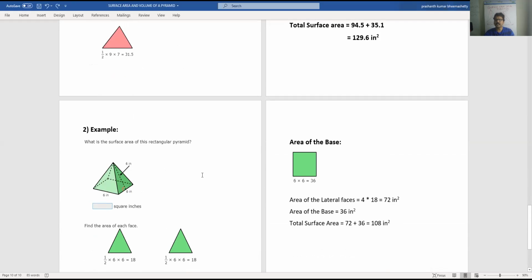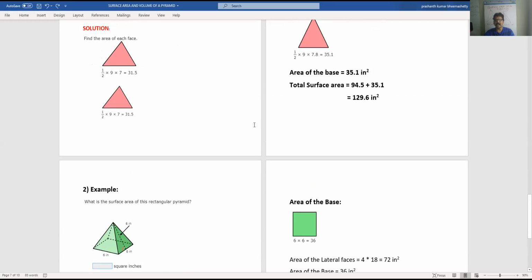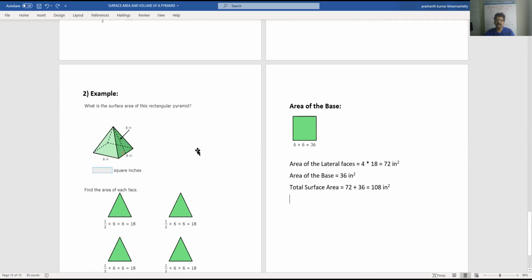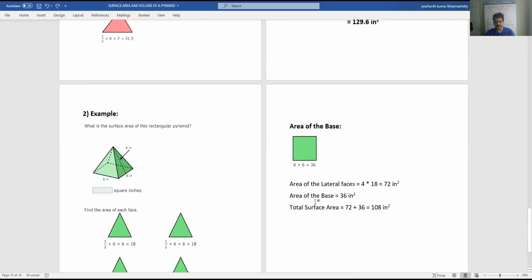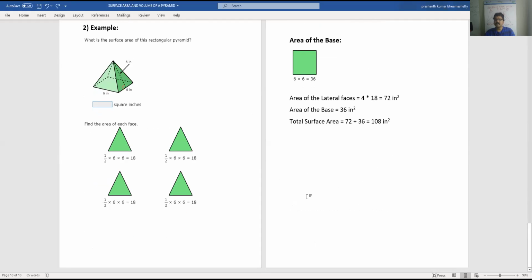And also we use the formula for the area of the triangle as 1/2 times base times height. Here we used the area of the base as the length times the width or the side times the side. 6 times 6, that's 36. So this is all about the explanation of finding the total surface area of a pyramid.